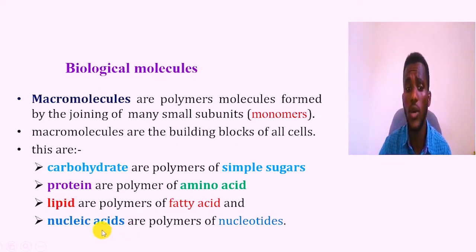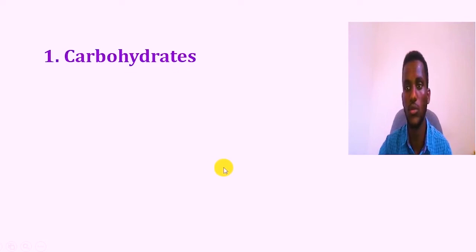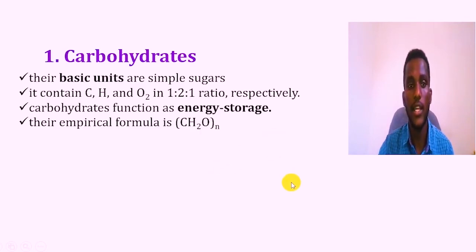And the fourth one is nucleic acid, where nucleotide is the building block, or nucleic acid is the polymer of nucleotides. ስለዚህ እነዚህ አራቶቹ ምን ይባላሉ? Carbohydrate, protein, lipid እና nucleic acid macromolecules or biological molecules ይባላሉ ማለት ነው። So let's move to carbohydrate. So basically, that is the overview regarding the carbohydrates.